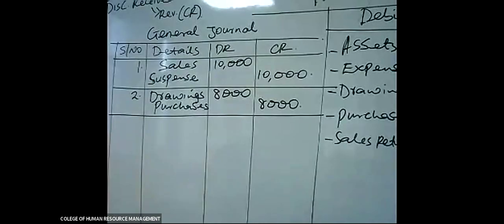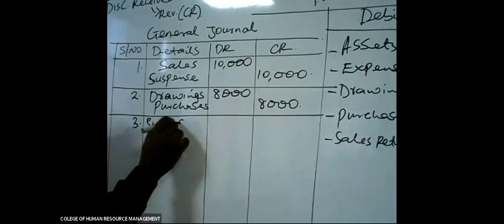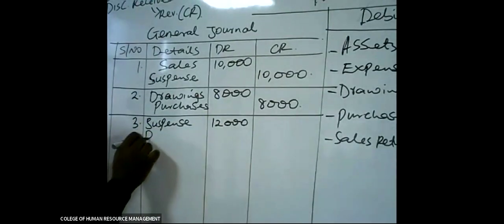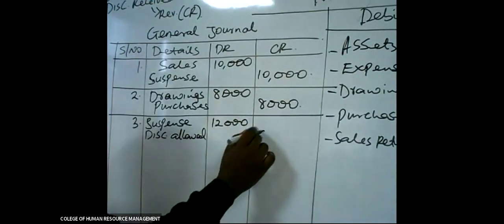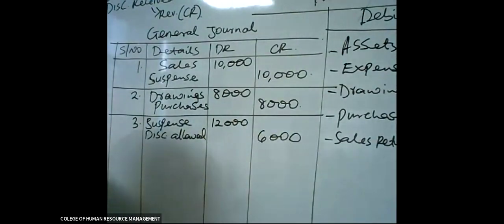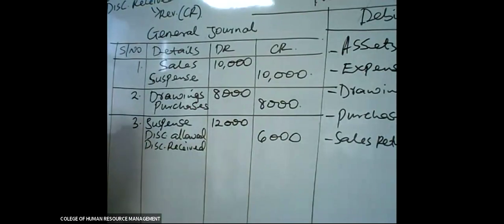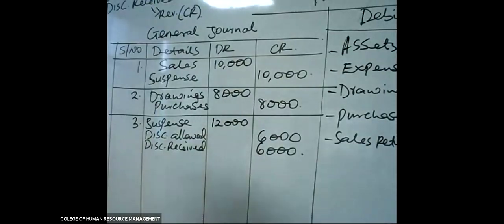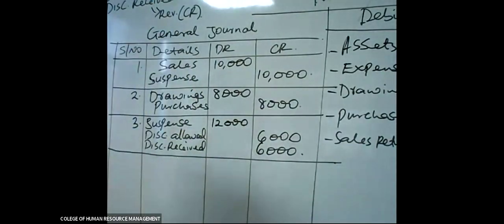The rule is the account to be debited should be captured first. So you come here and say number 3, suspense of 12,000 will be debited. Then I'm going to credit the discount allowed for reversing the 6,000 that was debited. Then I'm going to credit the discount received as the correct entry. That is where the 6,000 was supposed to be recorded. That is all. So sometimes in errors you can have 3 accounts.